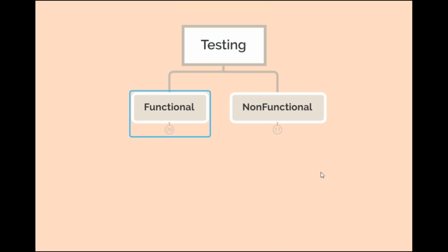Functional testing. Functional testing focuses on verifying that the software functions according to its specified requirements. It primarily deals with what the system does. This type of testing checks the application's features, functions, and operations to ensure they work correctly as expected.